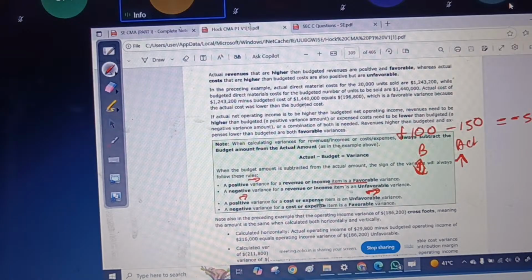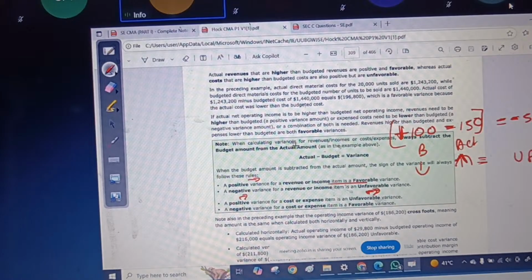Cost is an expense. It is unfavorable because budget is lesser than actual. Actual is more, so operating income will be lesser. That is why it is unfavorable under cost. But the sign will be negative. Why? Because we are using the mathematics here. Lesser amount is of positive sign. Higher amount is of negative sign. Plus minus of the higher amount. That is what we do in basic maths. I think we should all agree.